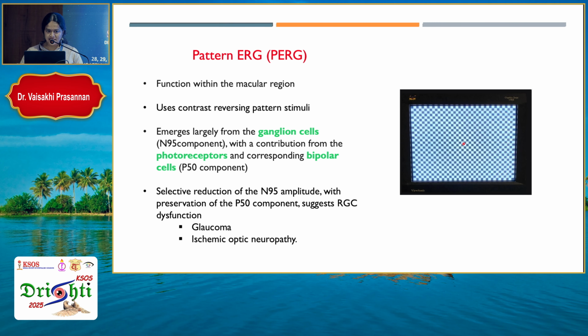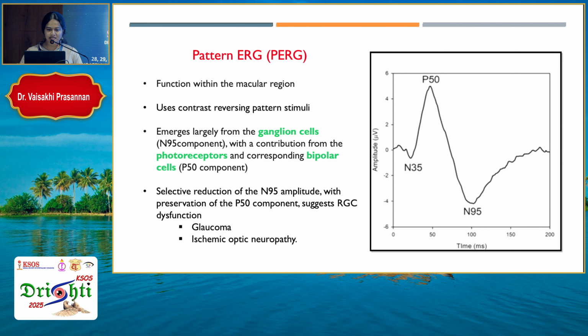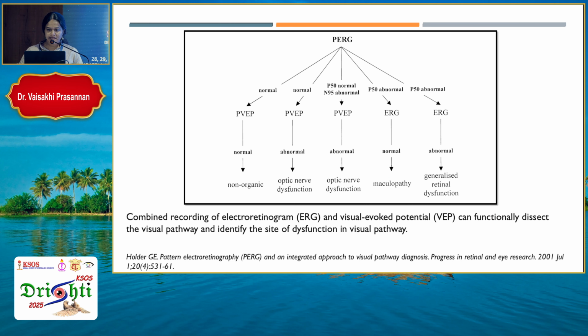Pattern ERG is particularly important. It records the function within the macular region and emerges largely from the ganglion cells, that is the N95 component, with contributions from photoreceptors and bipolar cells, that is the P50 component, and helps in identifying any cases of retinal ganglion cell dysfunction. Pattern ERG in combination with other recordings can help in finding out the site of dysfunction.